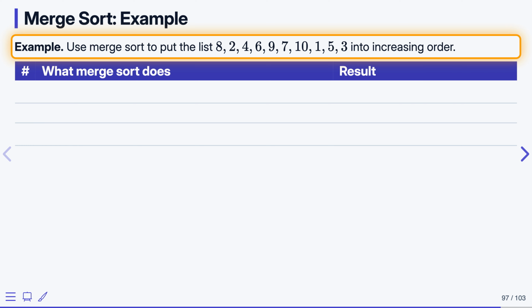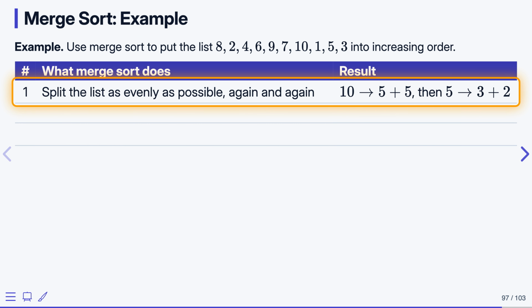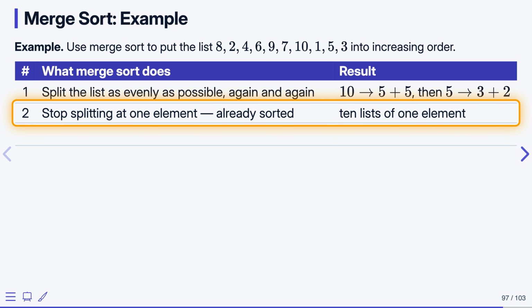Let's sort the list 8, 2, 4, 6, 9, 7, 10, 1, 5, 3. Step 1. Merge sort splits the list as evenly as it can. 10 splits into 5 and 5. 5 splits into 3 and 2. It keeps going the same way. Step 2. The splitting stops when every element sits alone. That gives 10 tiny lists, and a list with one element is already in order.